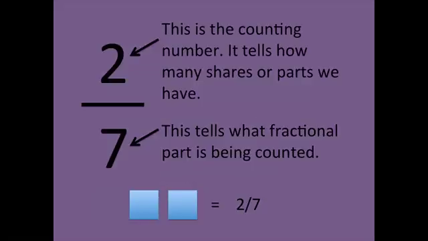Here we have 2 parts. We have 2/7. The top number is called the numerator, and it tells us how many parts we have. We have 2 parts in this example. The number on the bottom is called the denominator, and it tells us what fractional part is being counted. Remember, our rod was divided into 7 equal parts.